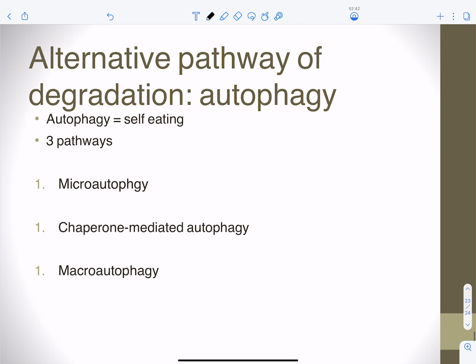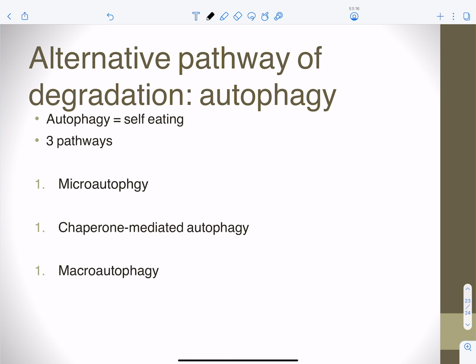Now, an alternative pathway of degradation, as I mentioned before, was autophagy. And autophagy simply means self-eating. This is a way for cells to degrade and recycle parts of the cell that are dysfunctional. It is also a way to promote survival during stress and starvation. So when a cell doesn't have energy coming in, it has to generate its own energy. It can do so by breaking things down that aren't necessarily essential for the cell to survive. However, if autophagy continues, of course, the cell will eventually die.